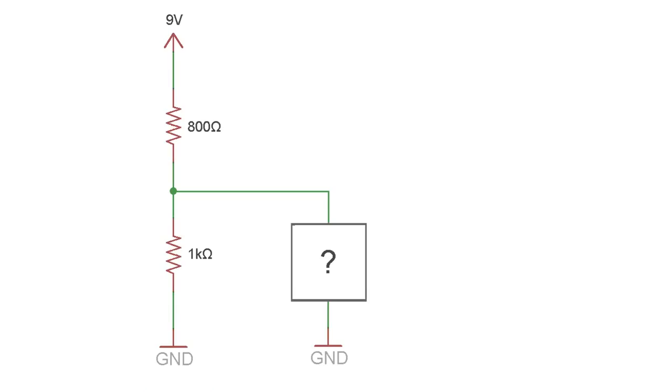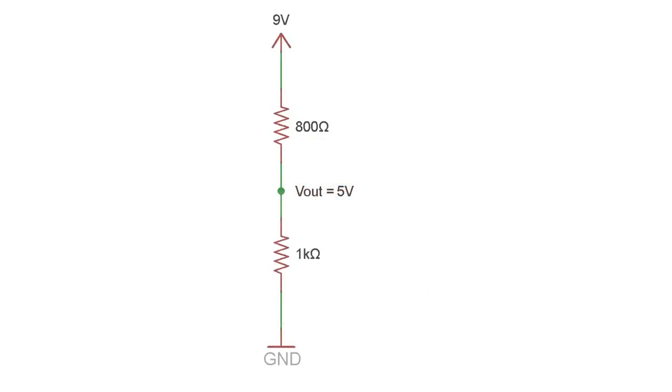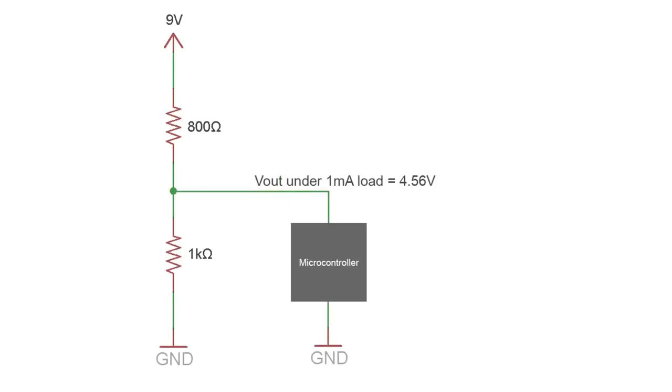Also, before you create the voltage divider, you have to be aware of how much current your voltage divider has to supply, because voltage dividers are not the same thing as regulated power supplies. There's going to be a voltage drop as soon as you connect your device to a voltage divider, depending on how much load there is. For example, here's an unloaded voltage divider giving me 5 volts. When I connect a microcontroller that draws just 1 milliamp, the voltage drops to 4.5 volts.